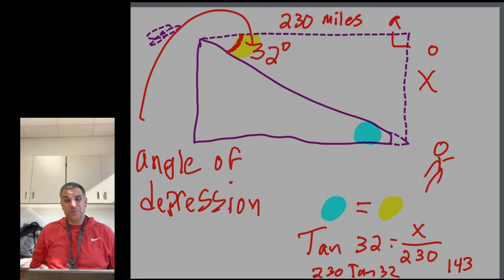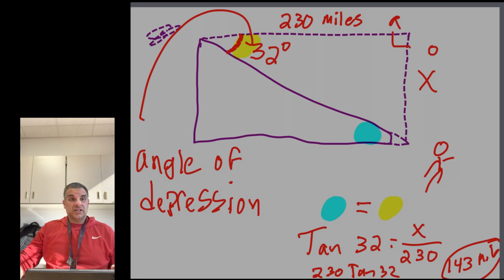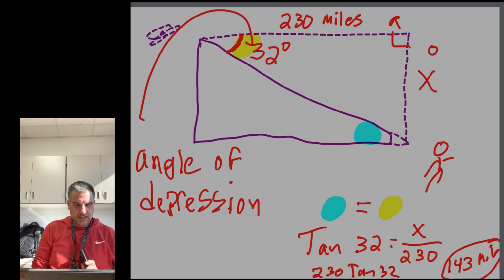Not realistic at all, but whatever. It's way up there. Probably don't want to fly at a 32-degree angle down and land. It's not going to go well for you, but that's what the angle of depression is. And you've got to be really careful with that angle of depression, and make sure you understand exactly where that is going to be. Okay, let's look at another example.